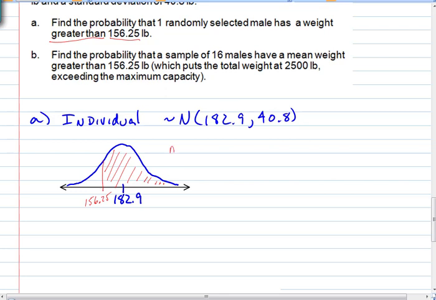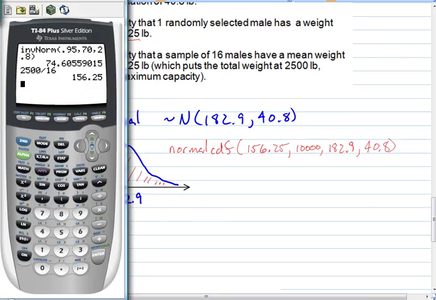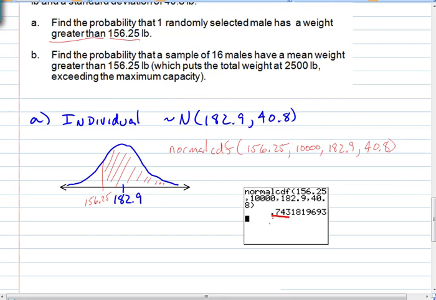So we're going to do normal CDF. What is our left bound going to be? Our right bound? I'm going to use 10,000 now because 1,000 feels too small to me. The mean, 182.9. The standard deviation. Alright, so let's do this on our calculators right fast. So the probability of a random male having a weight greater than 156.25 is 0.743.